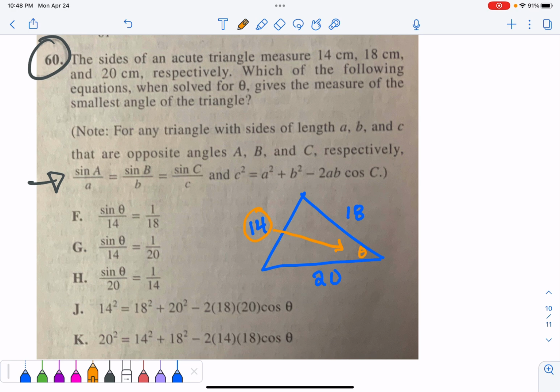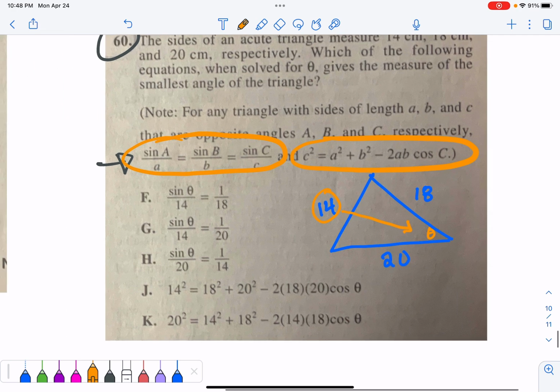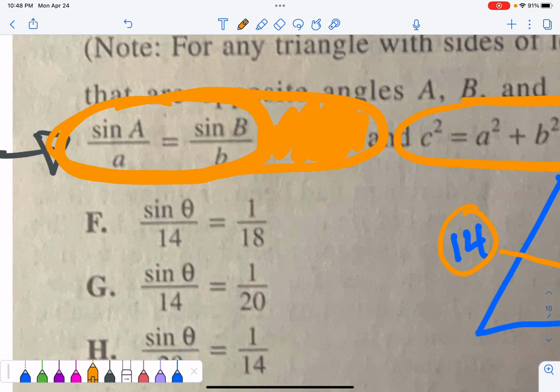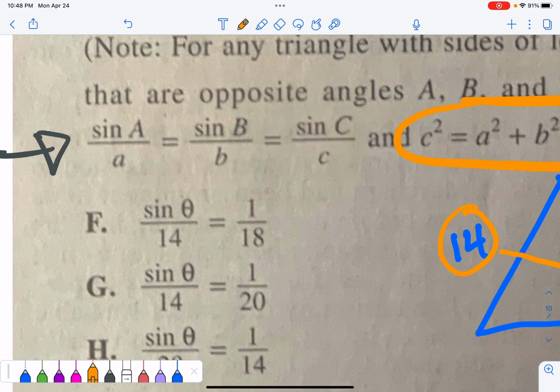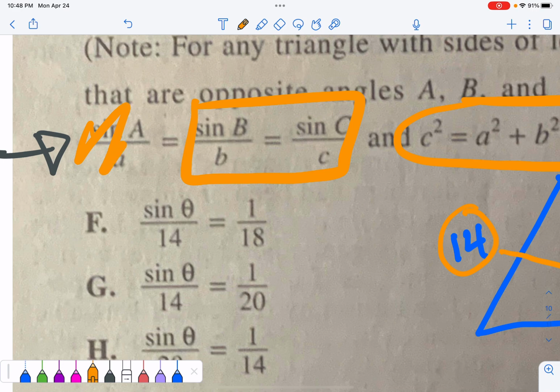Note, for any triangle with sides of lengths A, B, and C that are opposite the angles, we have this guy. This is the law of sines. This one is the law of cosines, okay? Now, with the law of sines, you usually will never do C over C. You'll usually do just two of them at the same time, right? Like sine of A over A equals sine B over B. You might do sine C over C, but then you're doing these two instead of the first one. You only ever do two of them at a time.